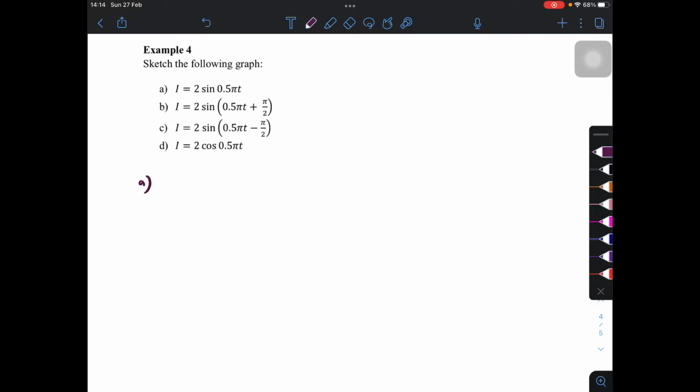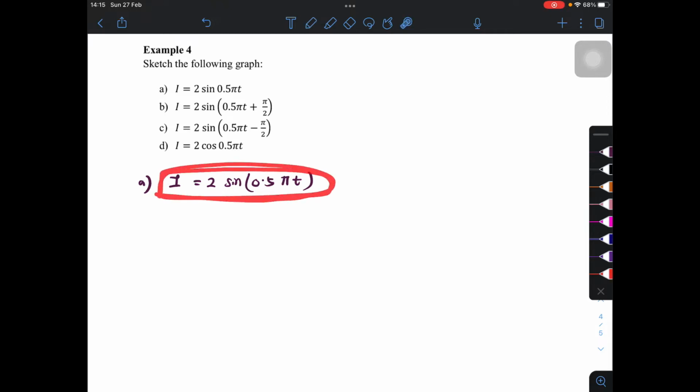Okay, so untuk A, we have I = 2 sine 0.5 pi t. So kita ada expression that is identical to the general expression. Maksudnya kita tiada phase shift. Okay, this is the phase shift. Kalau ada tambah and then ada value dekat belakang tu, we call it as phase shift. Okay, so this is the same method that I explained in example 3.